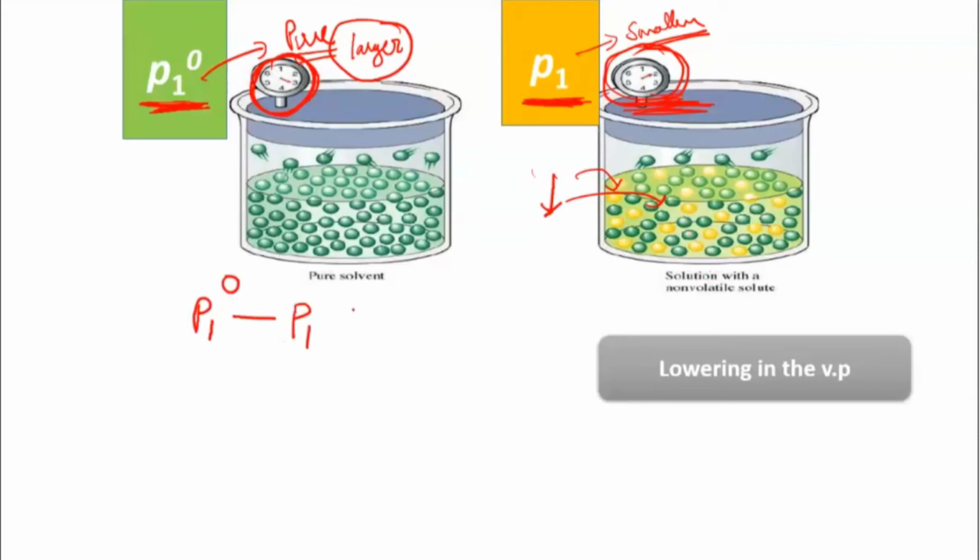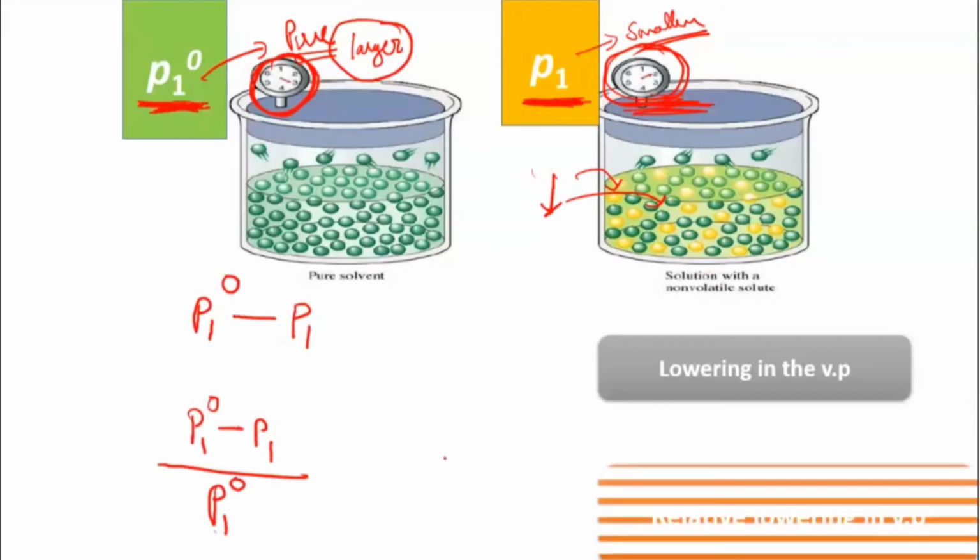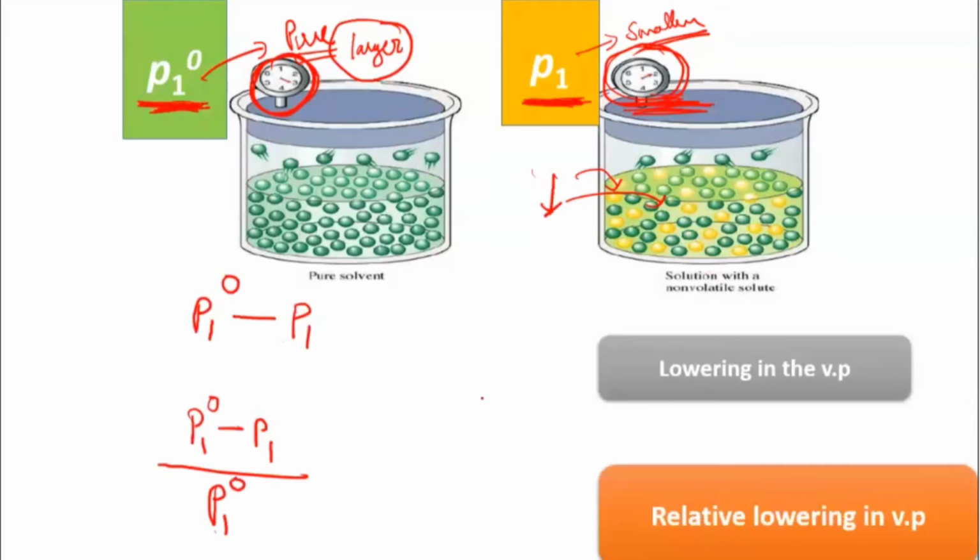Now, if you want to calculate with respect to the pure solvent how much decrease has happened, then what should I do? I should take this decreased value, that is P1 naught minus P1, and then divide by the pure solvent value, that is P1 naught. Whatever you get, that is the relative lowering in vapor pressure. That means you are calculating with respect to the solvent how much decrease has happened. I believe you are able to understand this point. We discussed this yesterday.